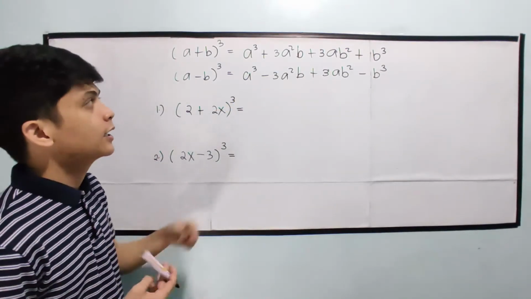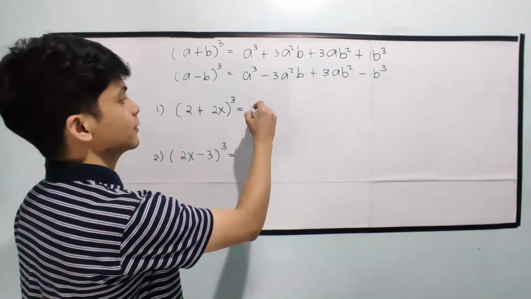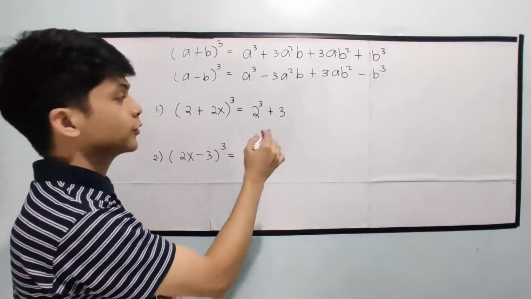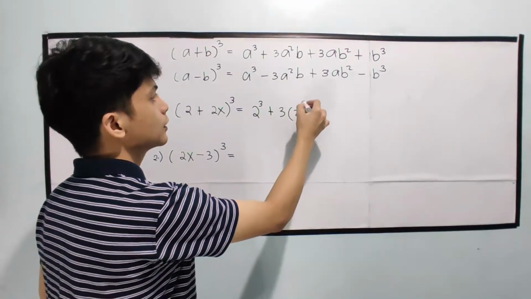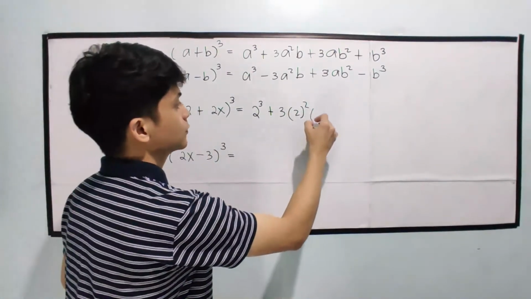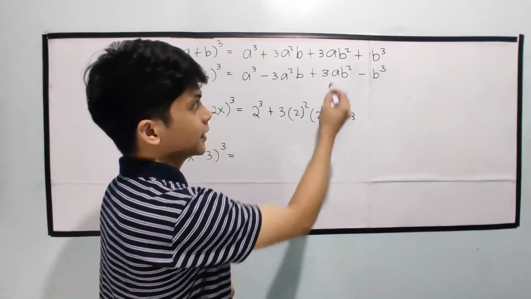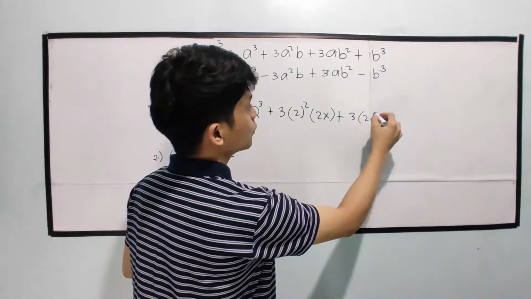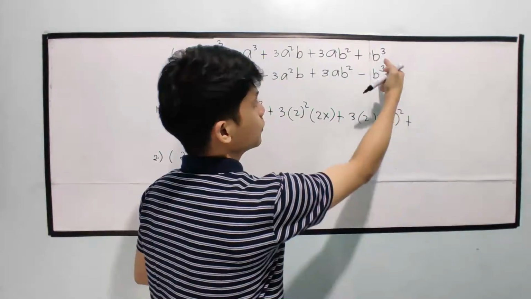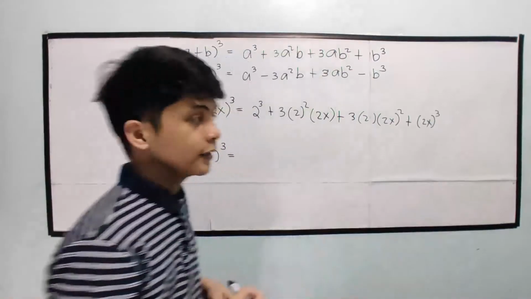So, i-cube natin siya. Formula, first, cube the first term. So, 2 yung first term natin. So, cube natin siya. Plus, 3 times the square of the first term, which is 2, times the second term, 2x. Plus, 3 times first term, 2, times square of the second term. Then plus cube of the second term, 2x cubed. Okay? Nabit lang natin yung formula.